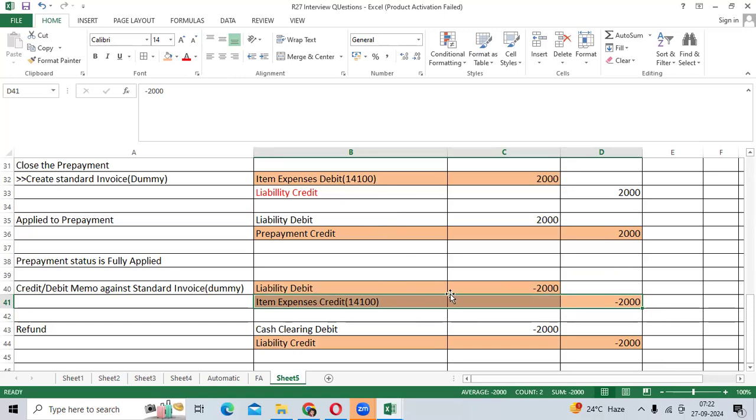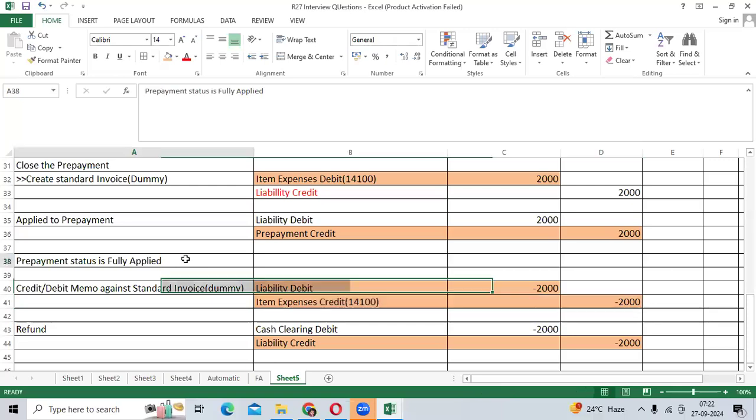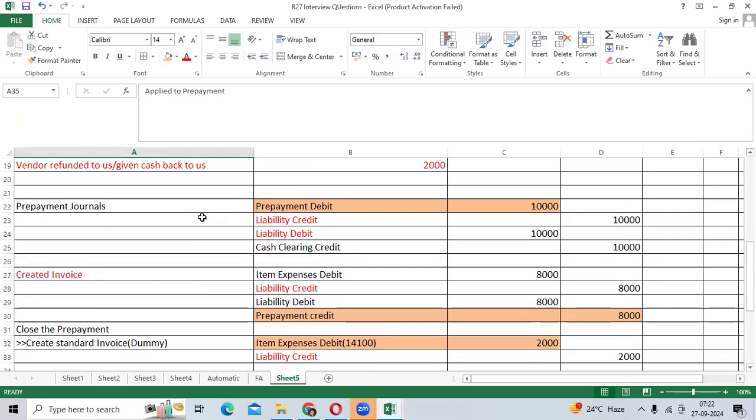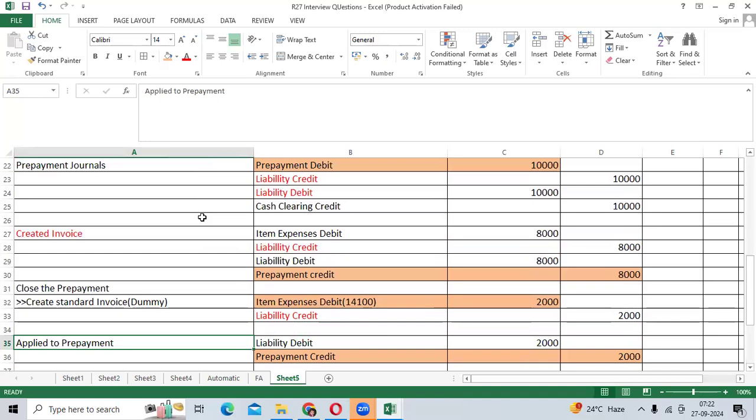Tim, did you understand? Yes, sir. You cannot get the refund directly from the vendor. First, we should close the prepayment with the dummy invoice in EBS, mixed invoice. Then get the amount. Clear? Any doubt?